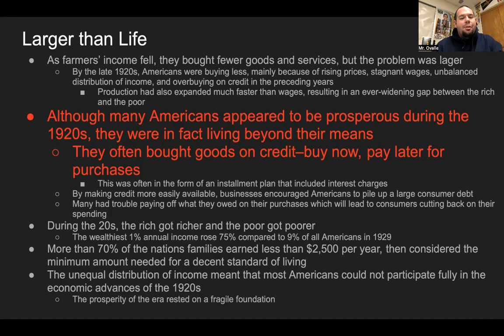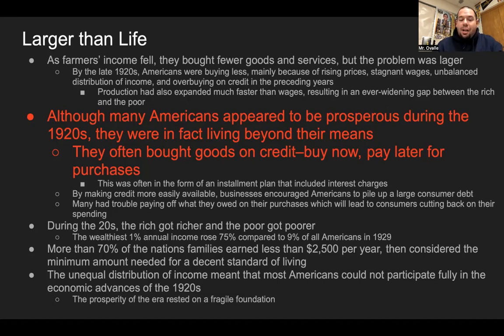They often bought goods on credit, the buy now, pay later method for purchases. Test question. This was often in the form of an installment plan that included interest charges. By making credit more easily available to consumers, businesses also encouraged Americans to pile up large consumer debt. Many had trouble paying off what they owed on their purchases, which led consumers to cut back on their spending. If they can't afford it, they can't pay for it.